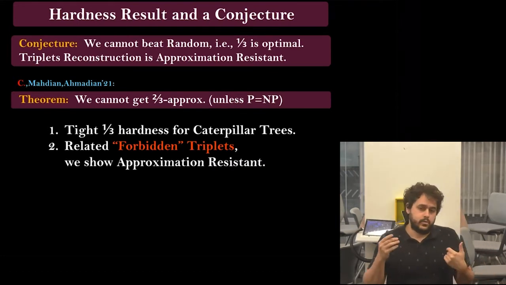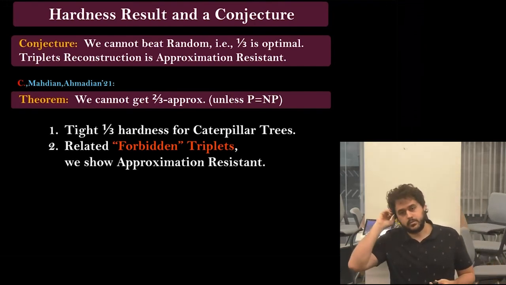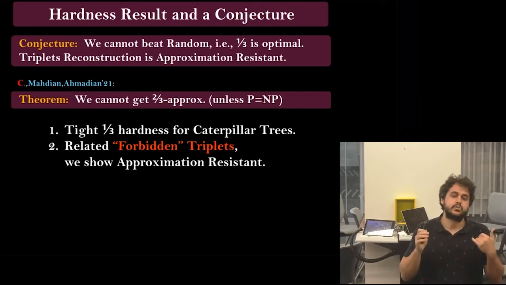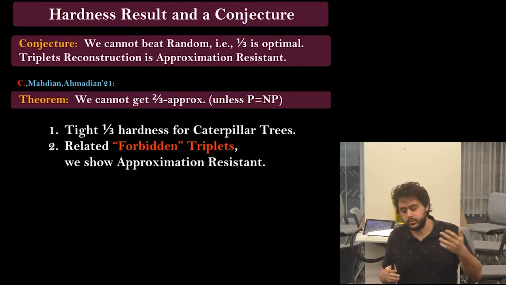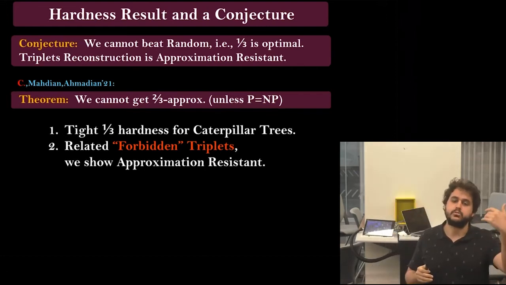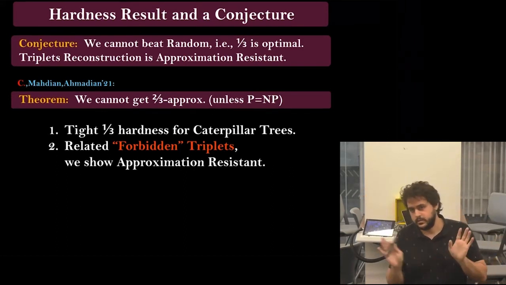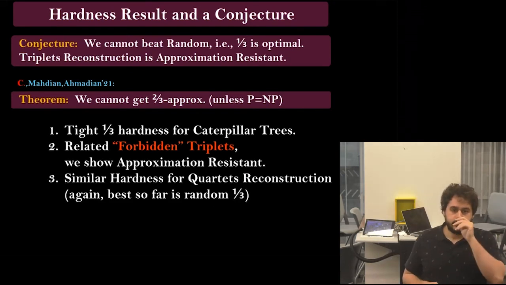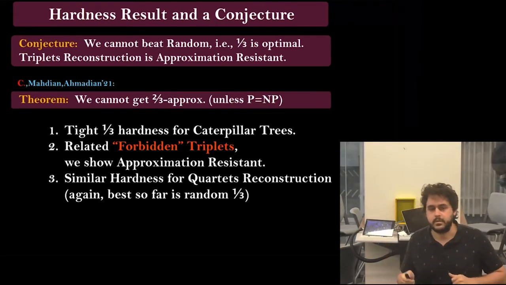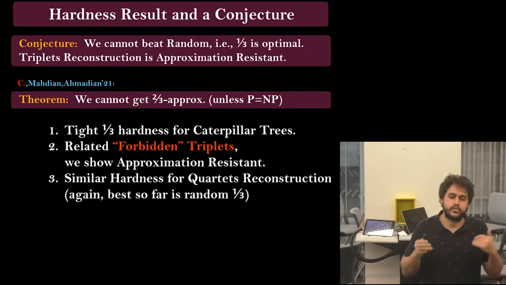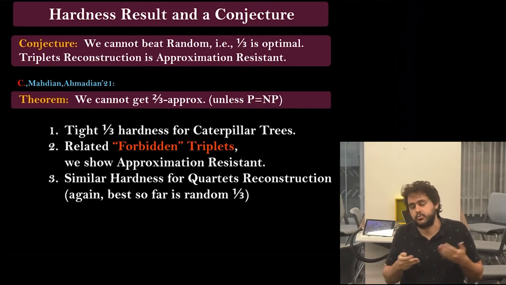And also, we can actually show the tight result, the approximation resistance, for a very related problem that biologists have studied, called the forbidden triplets. Forbidden triplets just mean instead of giving you a triplet that you want to include in the tree, I give you a triplet that you want to avoid in your tree. Okay, so this is called the forbidden triplets, and this we know. We can get a similar hardness for quartets. This is another problem mentioned. Again, the best so far for the quartet reconstruction is 1/3, and we don't have tight hardness for this.